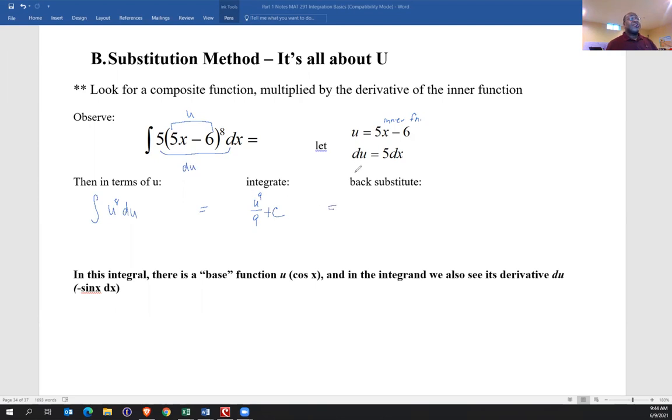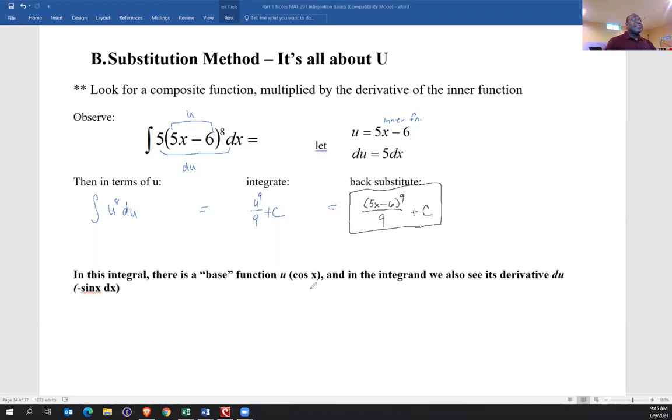And then bring it back in terms of x. So remember that u was equal to 5x minus 6. And so this will give us (5x minus 6) to the 9th power over 9 plus c. And now this problem, along with any other integral problem, can be checked via differentiation. If we were to differentiate this function, we would find that we end up right back at the original problem, 5 times (5x minus 6) raised to the 8th power.